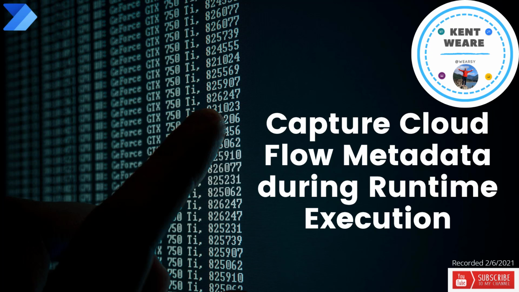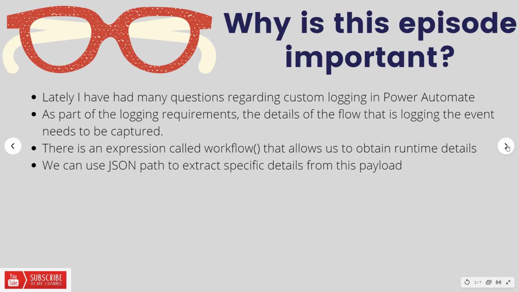Let's go. So I've been getting a lot of questions lately regarding custom logging, certainly in RPA scenarios, where you want to be able to really track what is going on with your flows, the success, the failures, and some business context related to those transactions. Now, as part of the logging requirements, what commonly comes up is the ability to get those details about the workflow or the flow itself that is being executed.